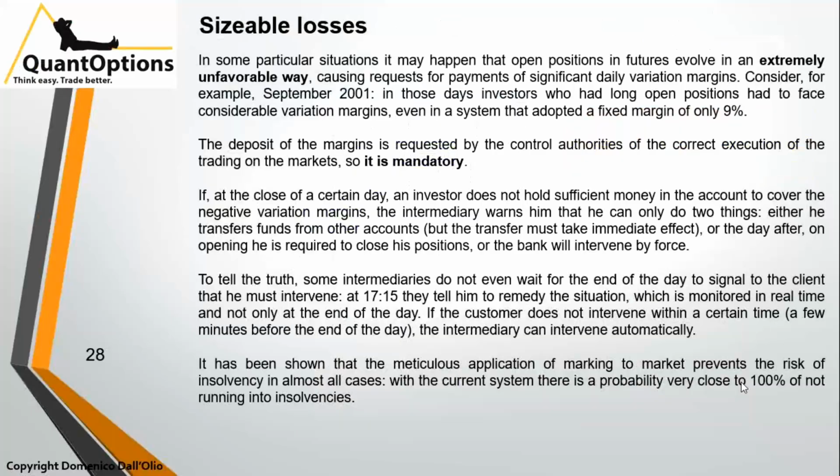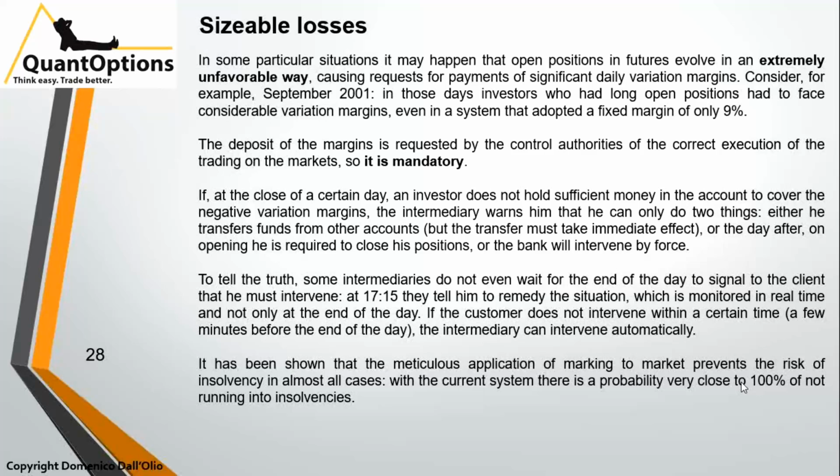So let's go back to the presentation and speak of sizable losses. In some particular situations, it may happen that open positions in futures evolve in an extremely unfavorable way, causing requests for payments of significant daily variation margins. Consider, for example, September 2001. In those days, investors who had long open positions had to face considerable variation margins, even in a system that adopted a fixed margin of only 9%.